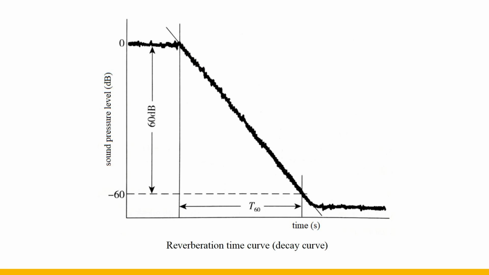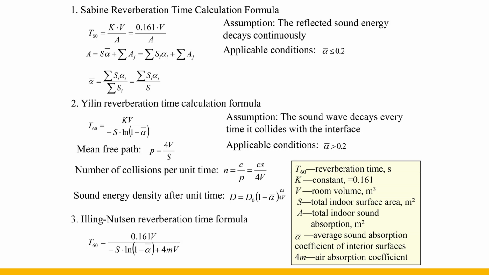At present, the accepted definition of reverberation time refers to the time it takes for the sound energy density to decay by 60 decibels. There are three formulas for calculating the reverberation time. They are the Sabine formula, the Eyring formula, and the Eyring-Nathanson formula.